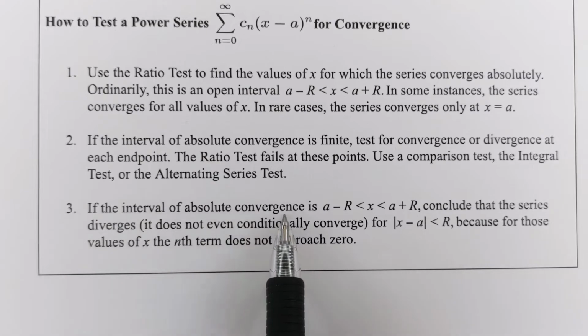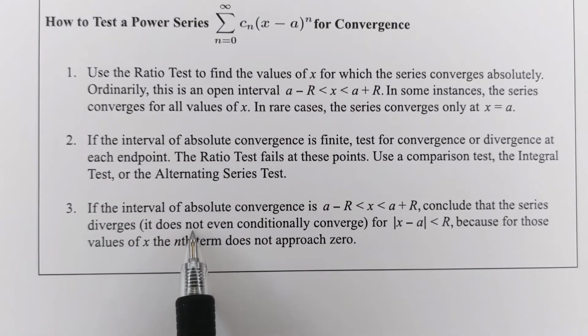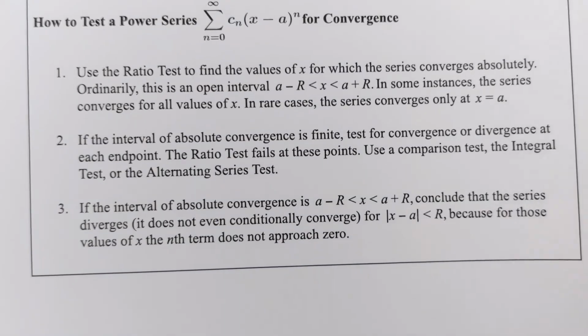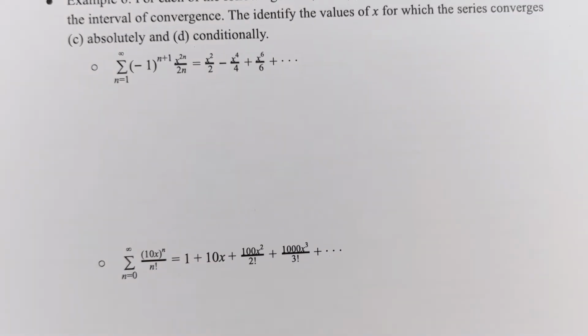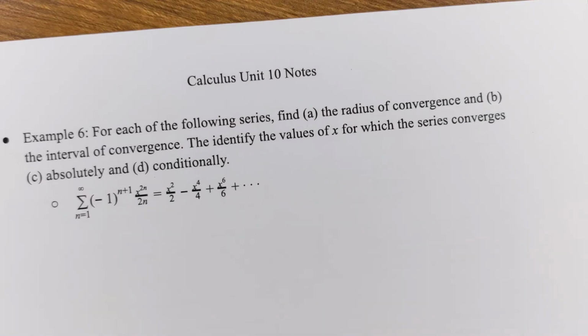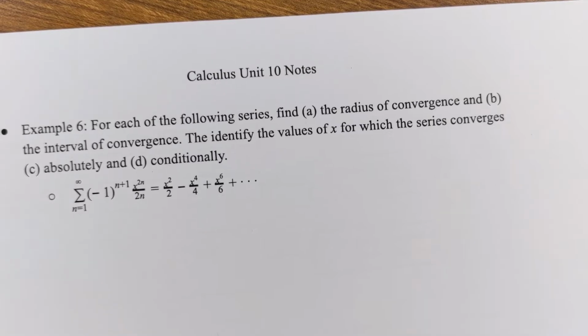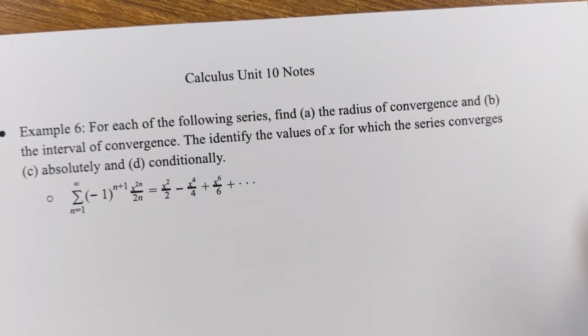The interval of absolute convergence is this. Conclude the series diverges. It does not even conditionally converge for x outside the interval, because for these values of x, the nth term does not approach 0. So, must be a big example next. Okay, example 6. For each of the following series, find A, the radius of convergence, and B, the interval of convergence, and identify the values of x where the series converges absolutely and conditionally.